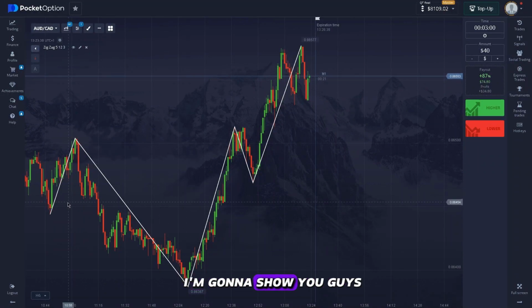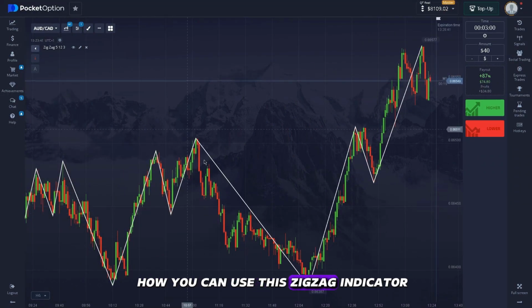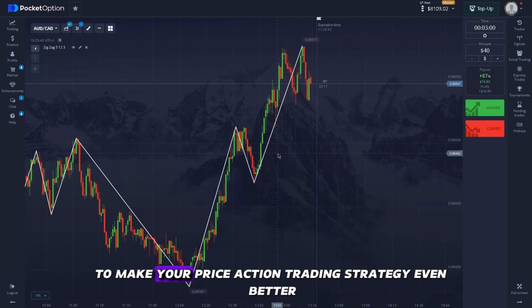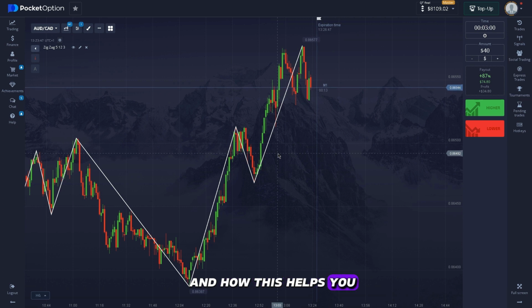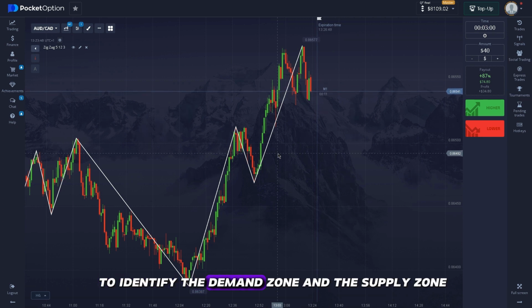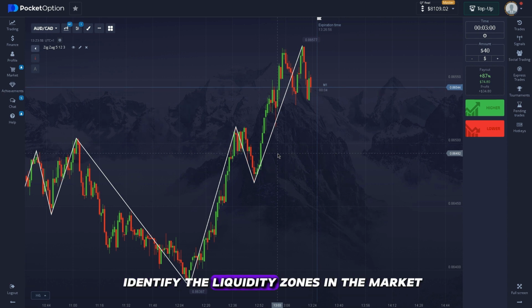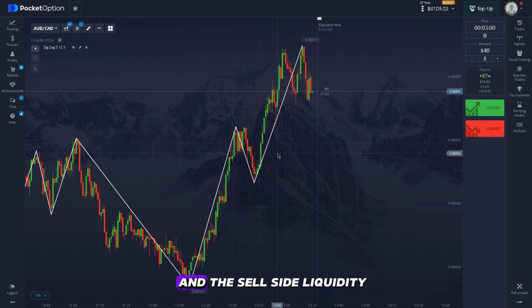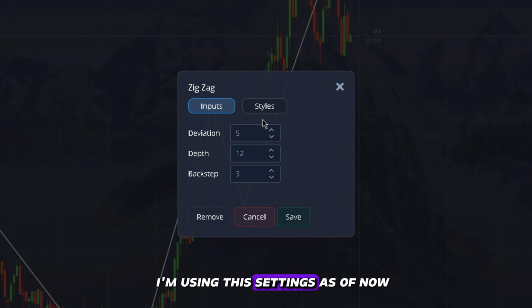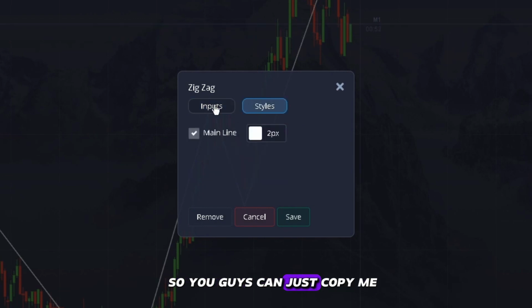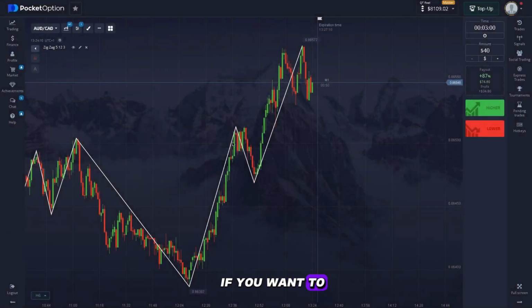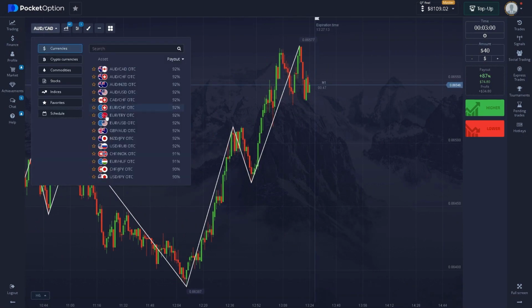In this video I'm gonna show you guys how you can use this zigzag indicator to make your price action trading strategy even better, and how this helps you to identify the demand zone and the supply zone so that you will be able to identify the liquidity zones in the market, the buy side liquidity and the sell side liquidity. So for the settings, I'm using these settings as of now, so you guys can just copy me if you want to. So now let's move on to our first pair.